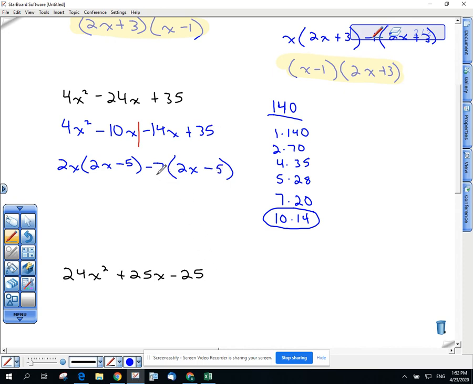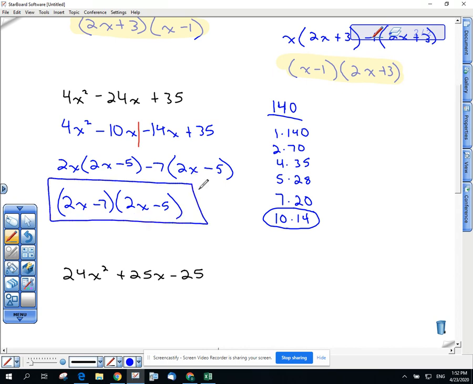Whenever you're in doubt, you could always multiply it back. Negative 7 times 2x, that's negative 14x. Negative 7 times negative 5, that's 35. Okay, so I'm right. And this is then 2x minus 7 times 2x minus 5. And again, even now, if you wanted to multiply it out to check what you had in the original, you could do that, but this is correct.